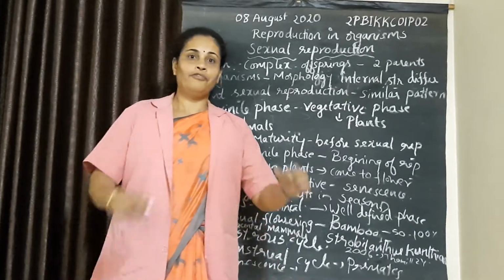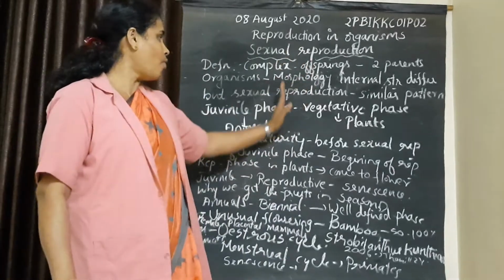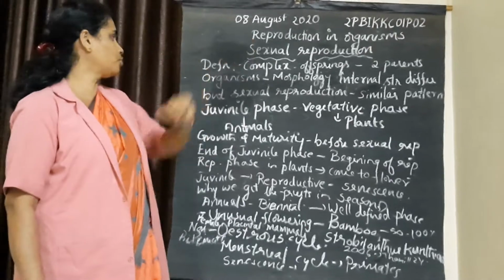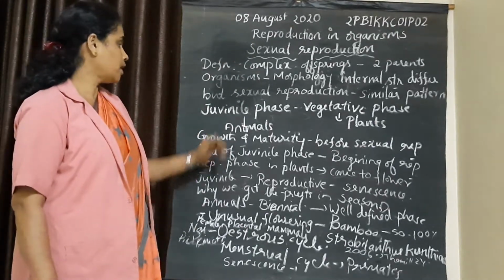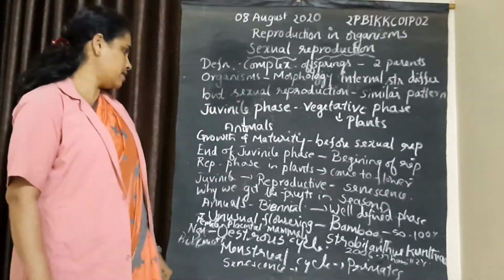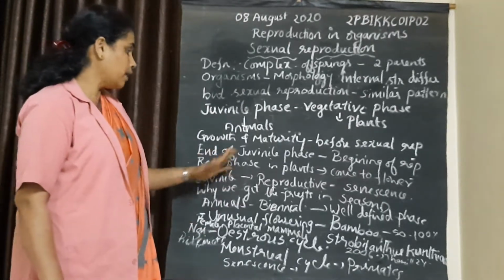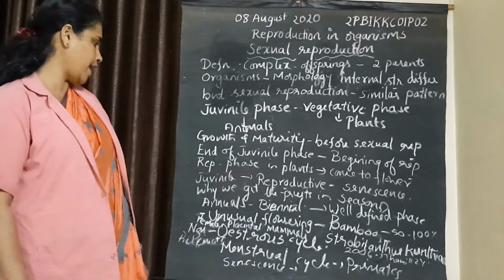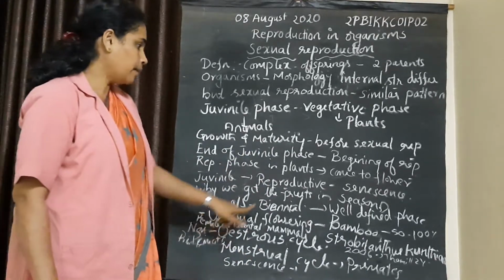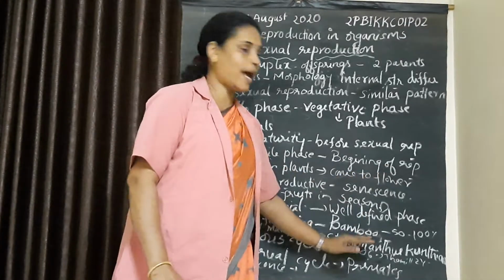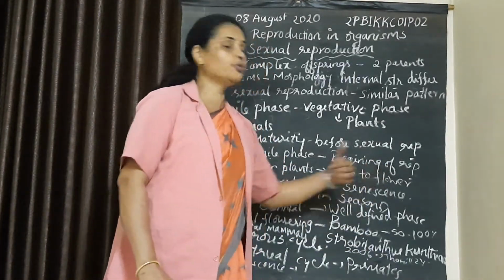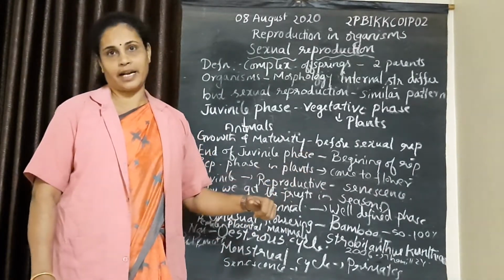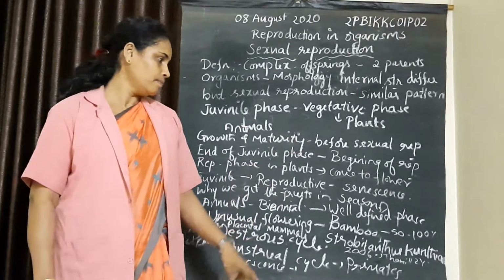Thank you, students. Before this, you have to learn all the questions. Define sexual reproduction. What is the juvenile phase? Name the phases of life. There are 3 phases of life. Then name the unusual flowering in plants, or name the plants which produce the flower once in 12 years or once in their lifetime, around 50 to 100 years.